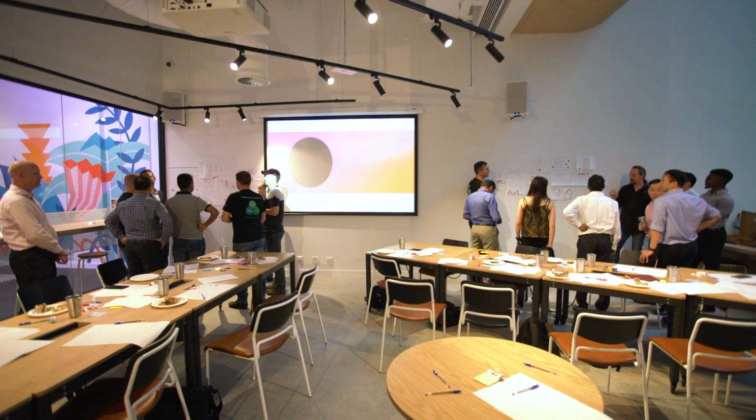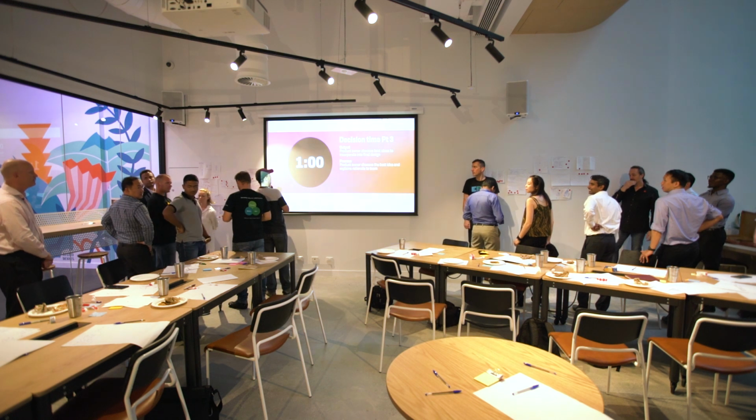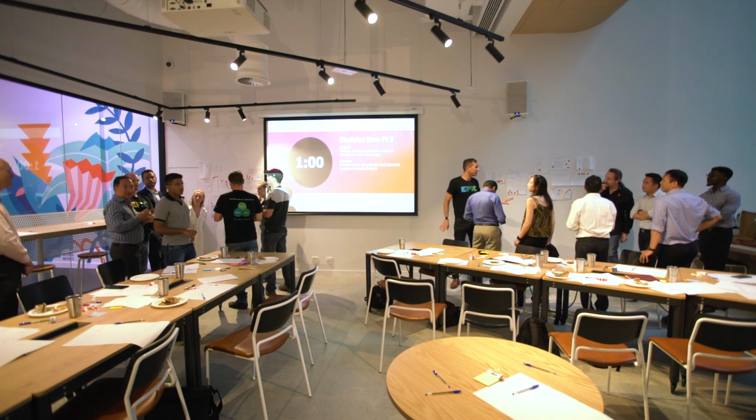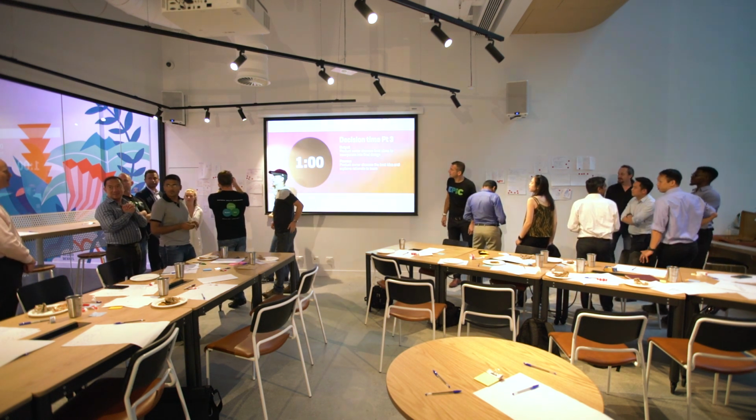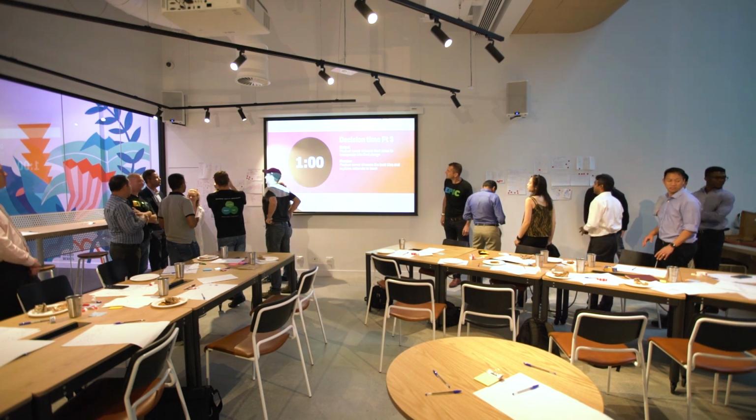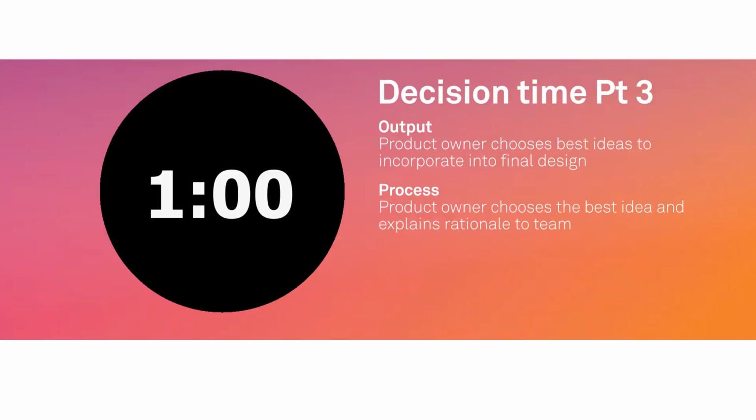Okay, so we're done on that part. Now, this is where the boss gets to put their foot down. So now what the product owner is going to do is choose a combination of ideas that they want to bring into the final product that you're going to bring together. So, product owner, communicate the ideas you want in your final product and explain that back to the team.